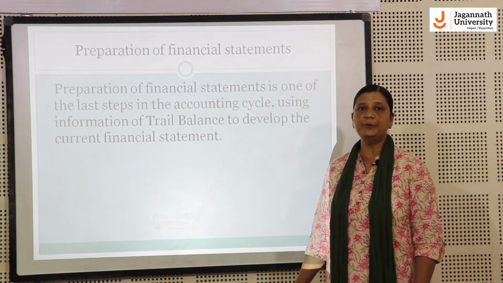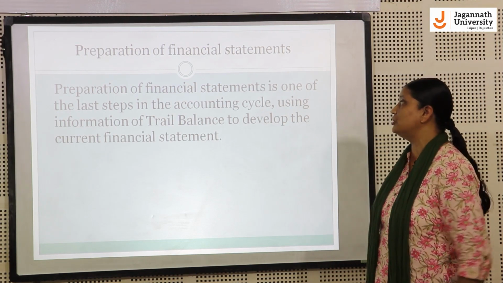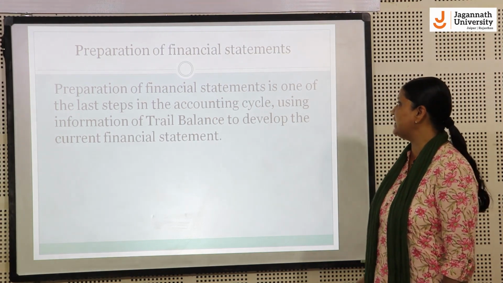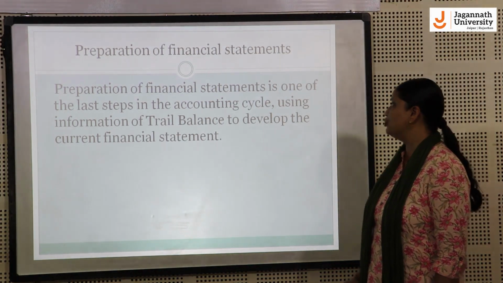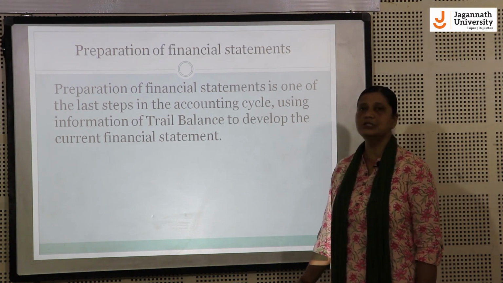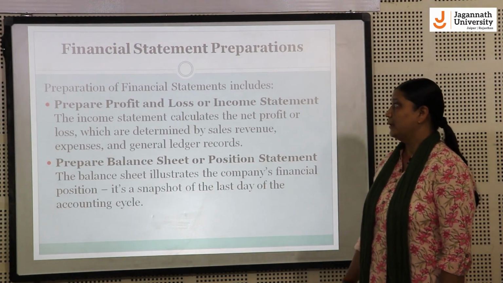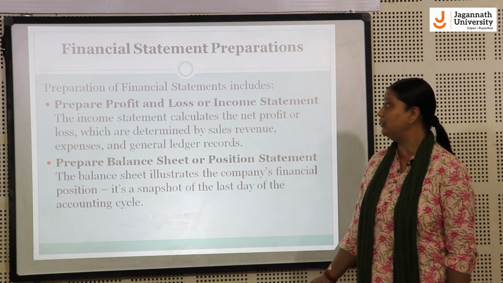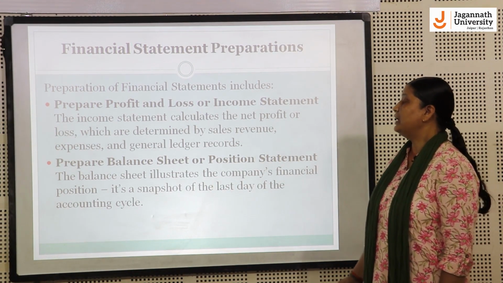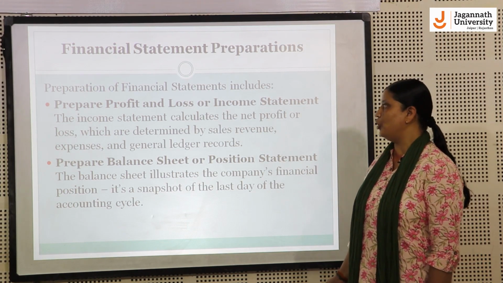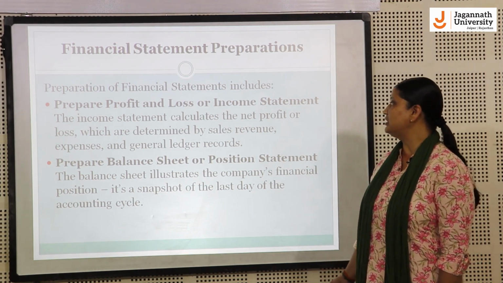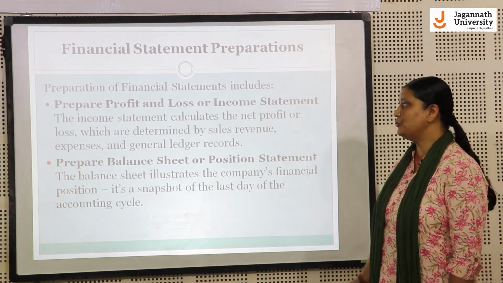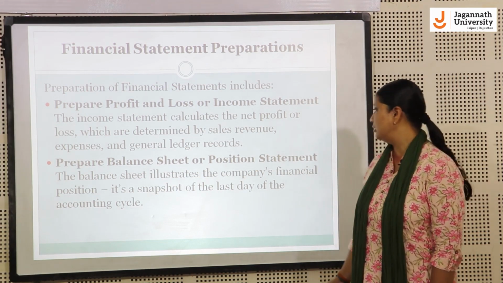Now the last step in financial accounting is preparation of financial statements. Preparation of financial statements is one of the last steps in the accounting cycle, using information of the trial balance to develop the current financial statements. It includes preparation of profit and loss account or income statement. The income statement calculates the net profit or loss, which is determined by the sales revenue, expenses and the general ledger records.